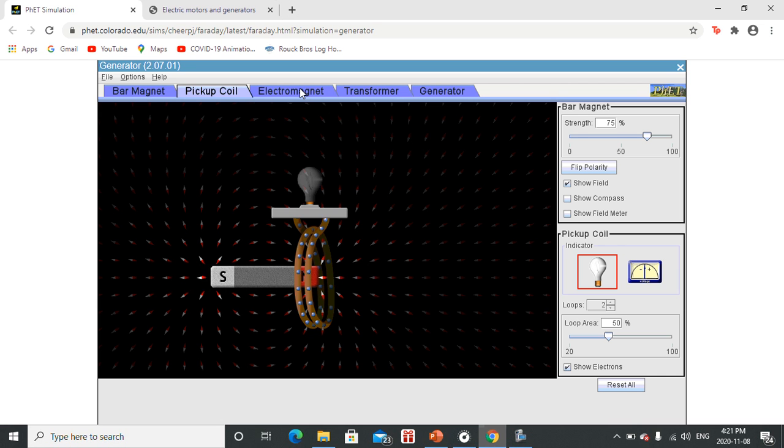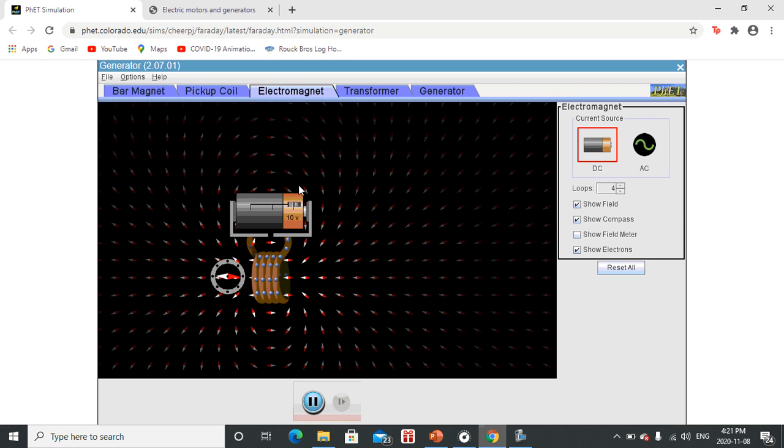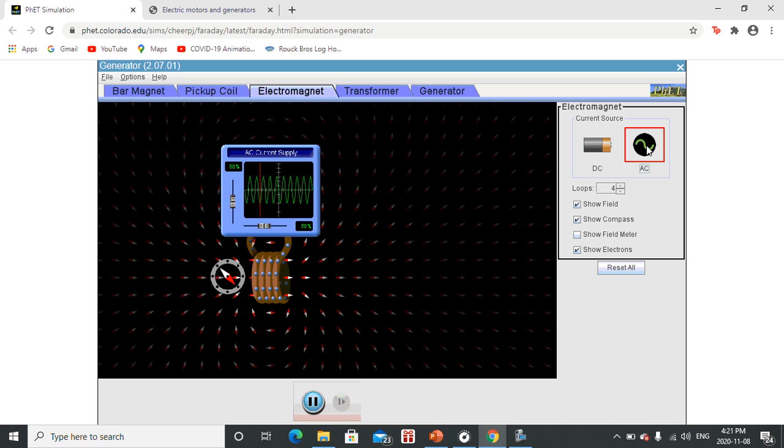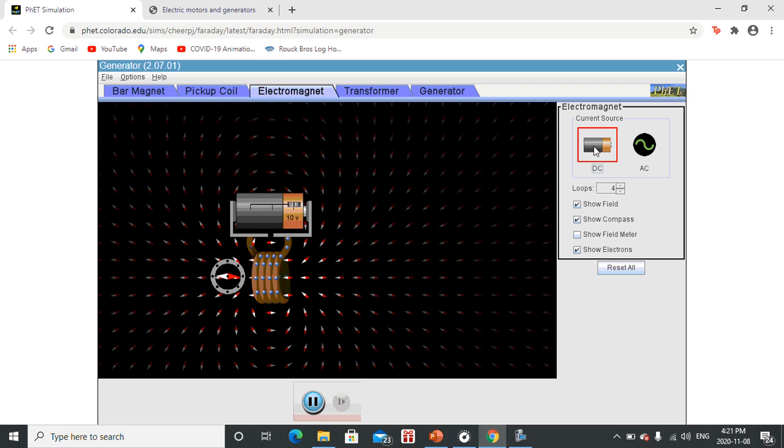So back to this one here. Here what we have is our solenoid, and here we have electrons that are going through, and this is using a battery, which does generate direct current. I can switch this to alternating current, where the electrons jiggle back and forth. But let's start off with the DC, the direct current here. Electrons going through that solenoid.